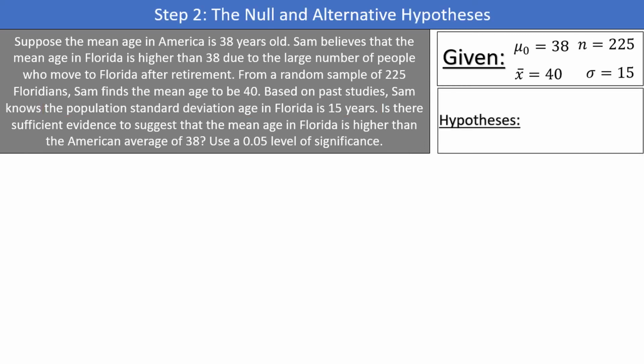Step 2. The null and alternative hypotheses. Every hypothesis test will contain both a null and alternative hypothesis, represented by H sub 0 and H sub a.